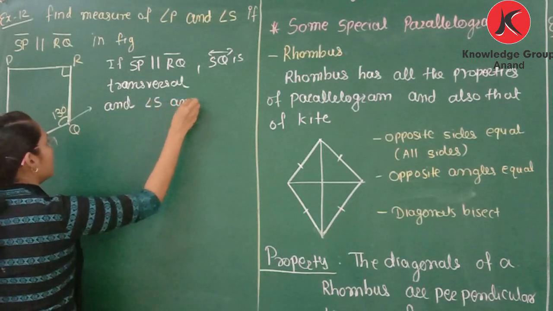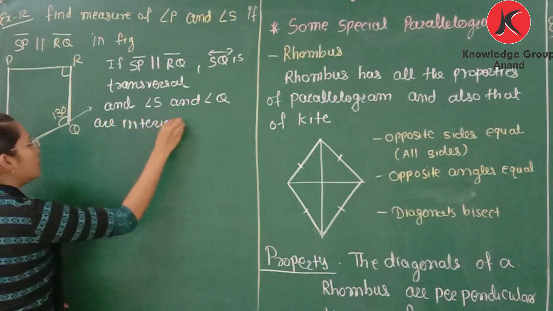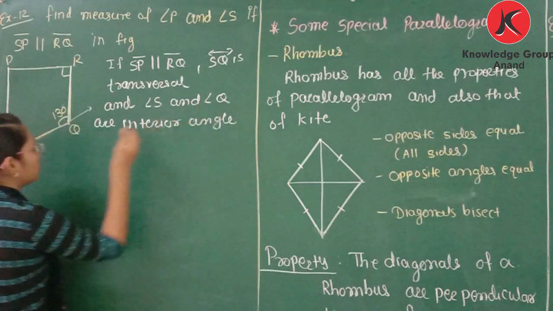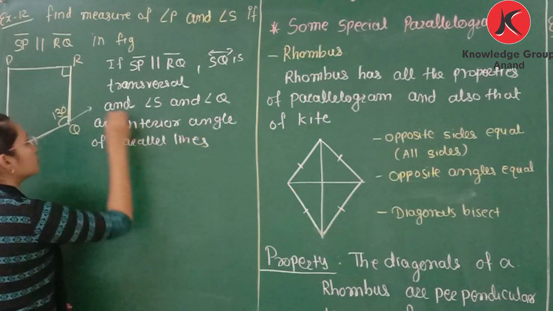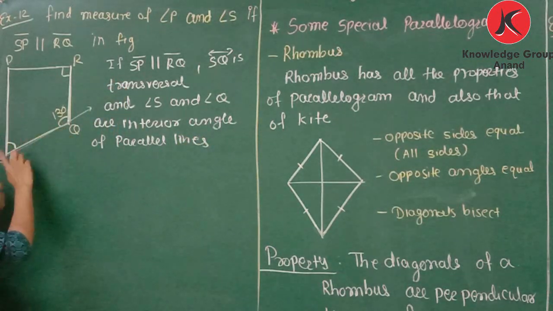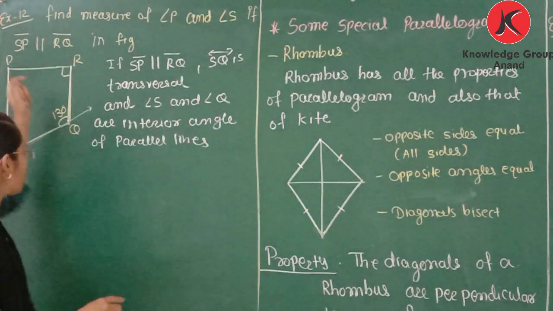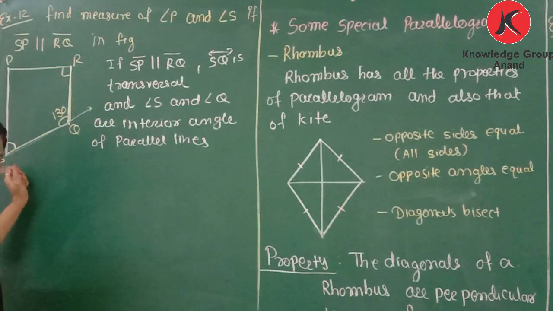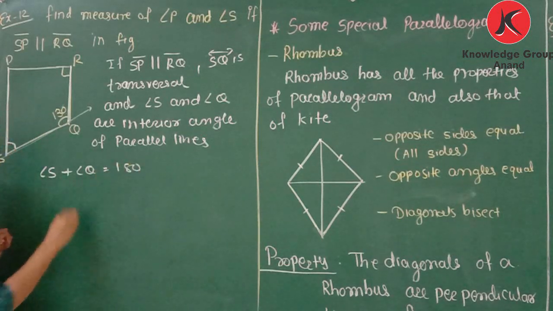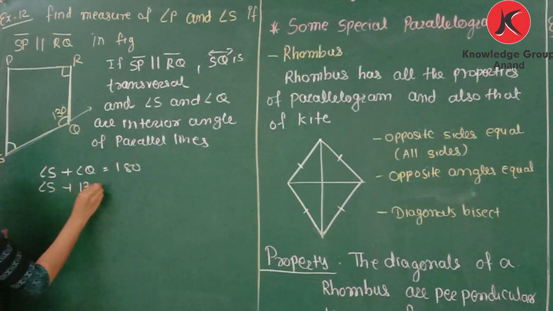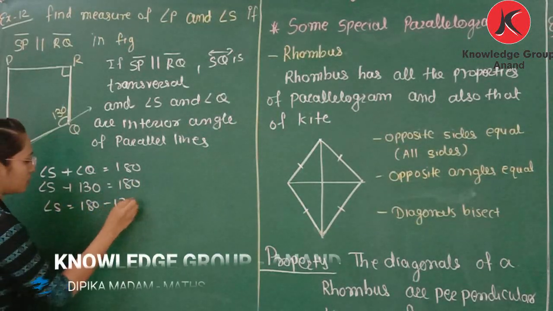Angle S and angle Q are interior angles of parallel lines. S and Q will be interior angles, and interior angles are supplementary if these two are parallel lines and this is the transversal. So you can write angle S plus angle Q is equal to 180. Angle S we have to find, Q is 130 given. So angle S is equal to 180 minus 130, that is 50.